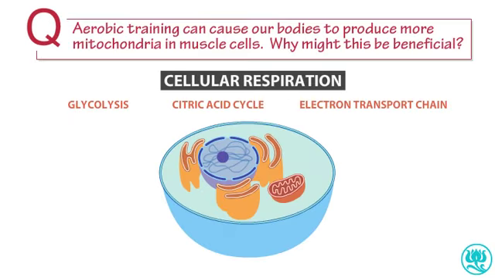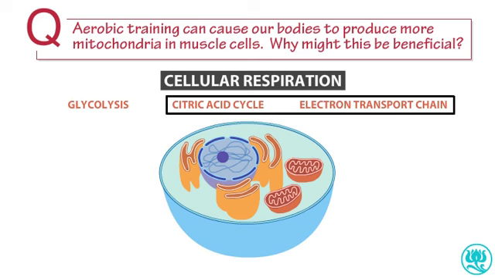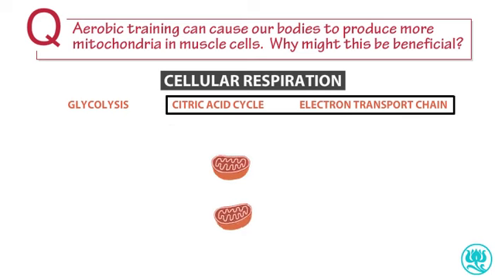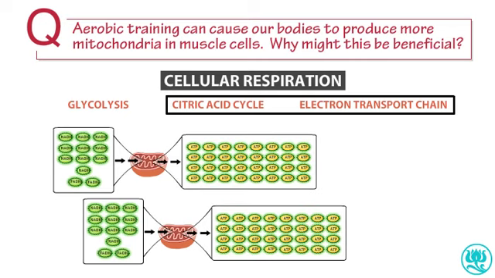Aerobic training can cause our bodies to produce more mitochondria in muscle cells. Why might this be beneficial? An increase in mitochondria means that the cell has more cellular machinery to perform the citric acid cycle and the electron transport chain. Because so much ATP is produced in the electron transport chain, such an increase in mitochondria can provide the cell with more energy to sustain physical activity, provided oxygen is available.